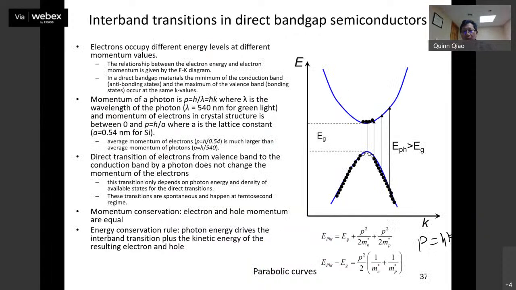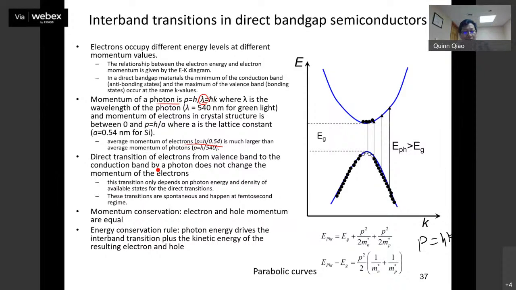So the next thing, let me explain: why is the photon momentum pretty small? Because the wavelength is so big, right? Compared to electrons, that's pretty big, right? Okay.